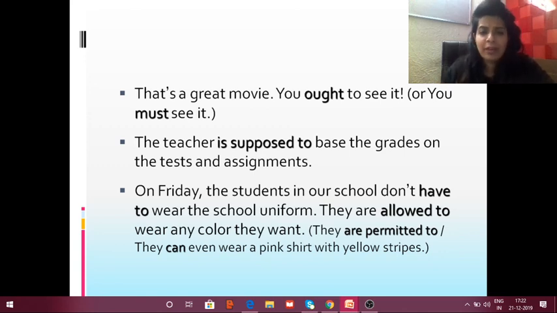On Friday, the students in our school don't have to wear the school uniform. Don't have to means even if they don't wear the school uniform, it doesn't matter, right? So these are different ways in which we can use modals, and the last example, if I say they are allowed to wear any color they want, it means they are permitted to. So the moment I'm saying allowed to, it means permitted to.